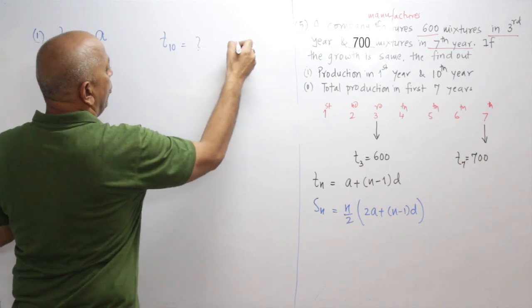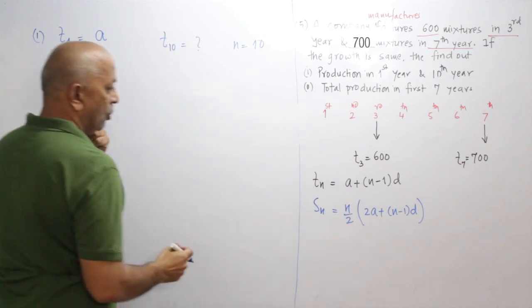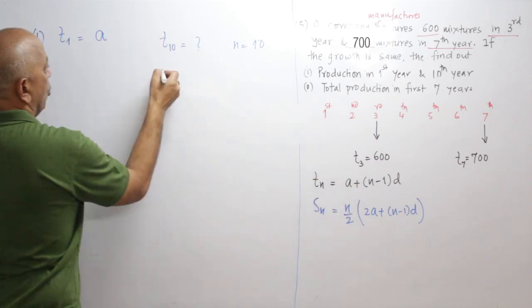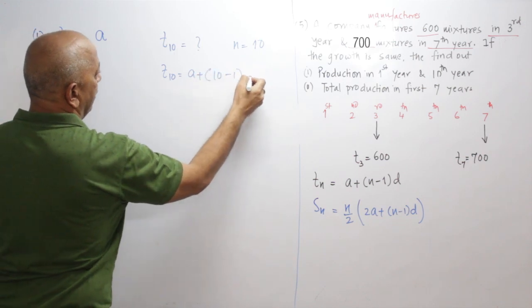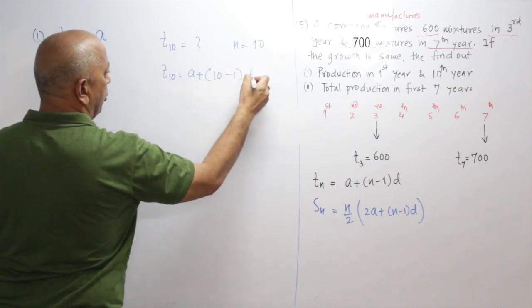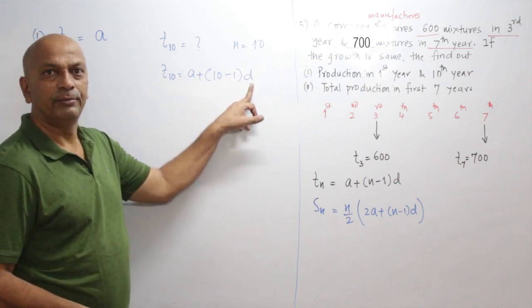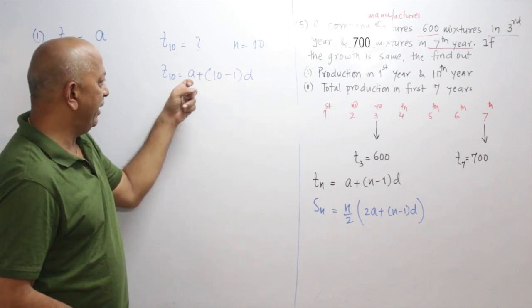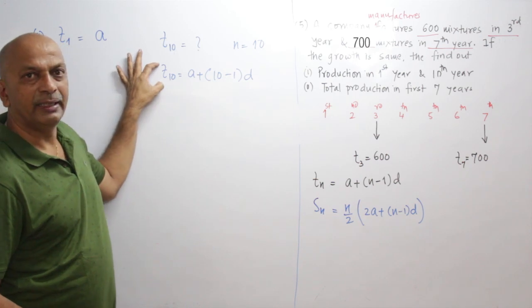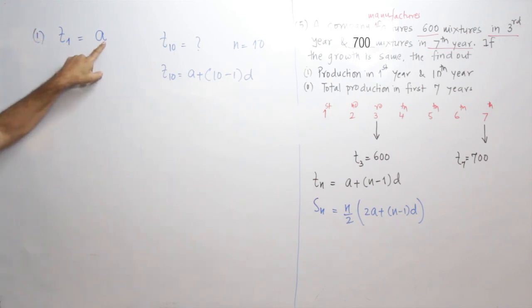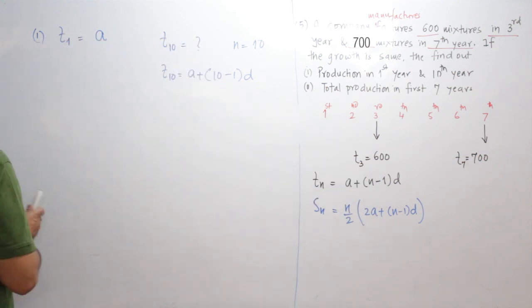T10 is equal to what? So n is equal to what? 10. n is 10. So we know T10 is equal to A plus 10 minus 1 into D. So here we need to know A and D, then only we can calculate T10. To find T1 we need to know A. And what is given? T3 is 600.